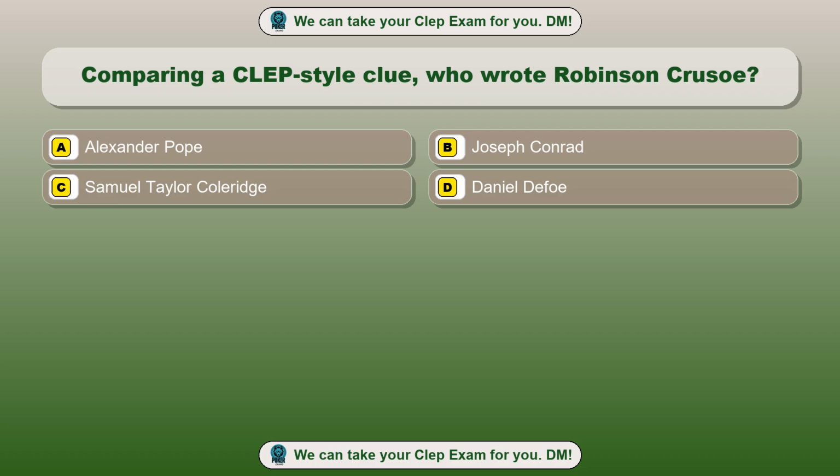Question 4. Comparing a CLEP-style clue, who wrote Robinson Crusoe? Option A. Alexander Pope. Option B. Joseph Conrad. Option C. Samuel Taylor Coleridge. Option D. Daniel Defoe. The correct answer is option D.